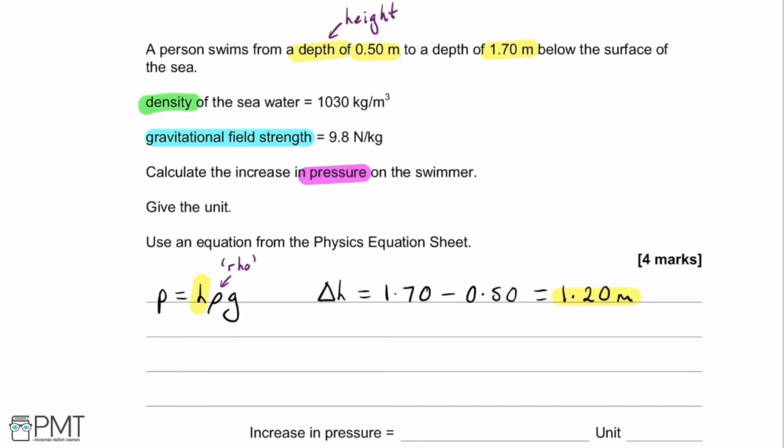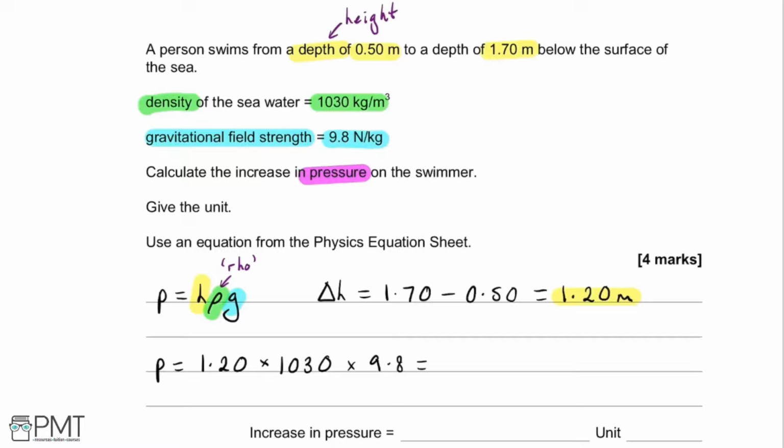Next we want the density, and that's 1030 kilograms per meter cubed. And finally we want gravitational field strength, which is 9.8 newtons per kilogram. So now all we need to do is substitute those values into our equation. So pressure equals height 1.20 meters multiplied by density 1030 kilograms per meter cubed multiplied by gravitational field strength, which is 9.8 newtons per kilogram.